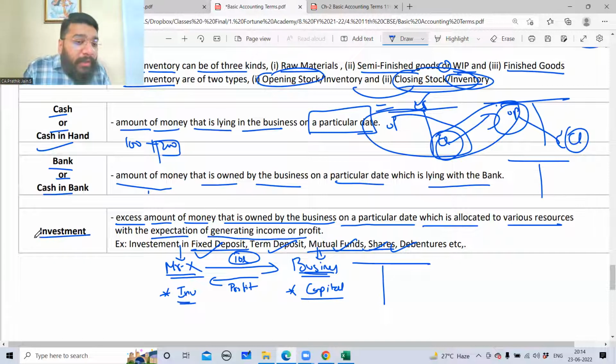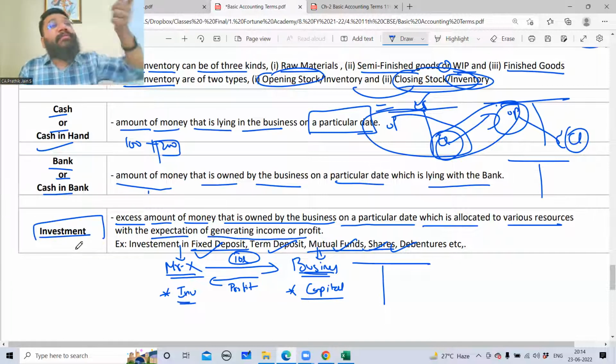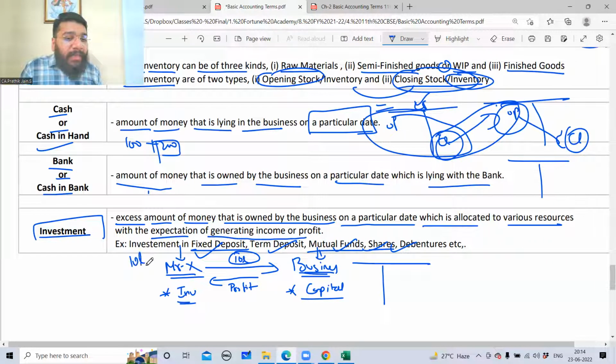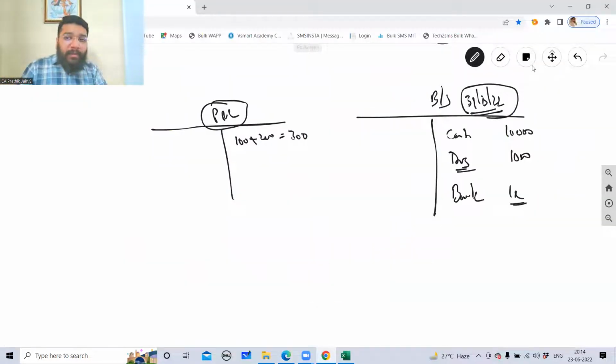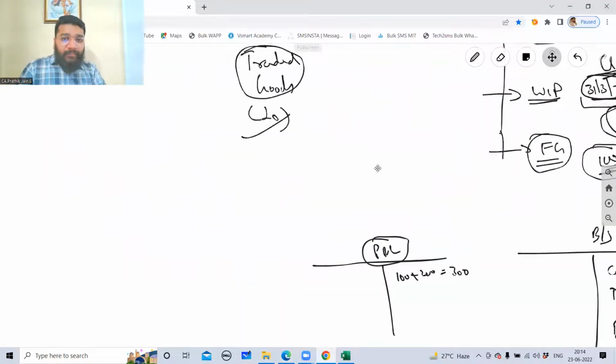Now why do I call investment an asset? Because it is anything that I expect to receive in future. Let's suppose I gave 10 lakh rupees to the bank. Will the bank keep this money forever with them? They will pay this money back in future. Anything that comes back to me in future is called an asset. So this investment in the balance sheet, I'll classify under the asset side.